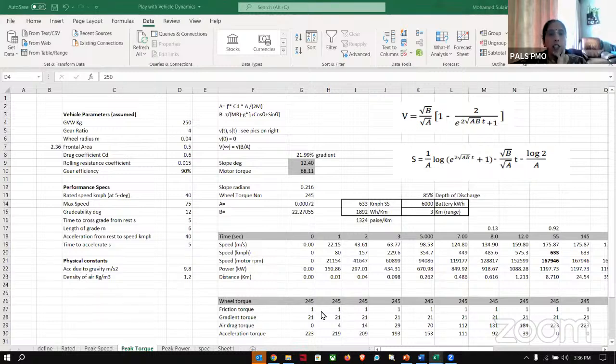Please tell about traction in EV. Traction force is just the force that is required for the vehicle to move. It's the same as in a conventional IC engine vehicle.